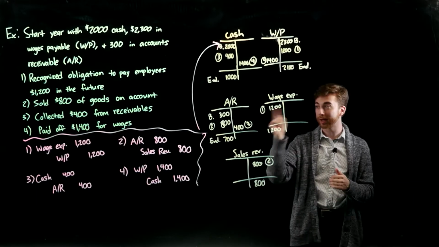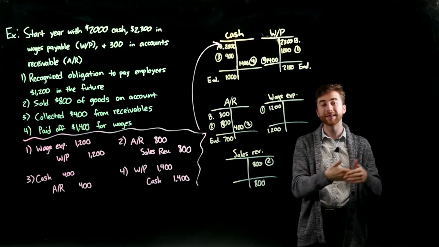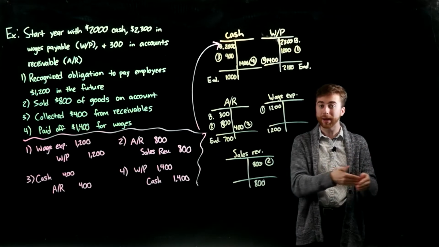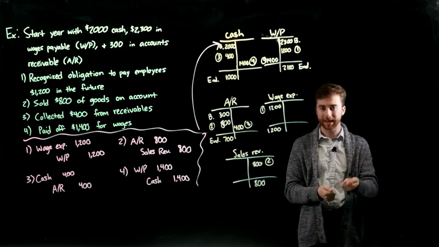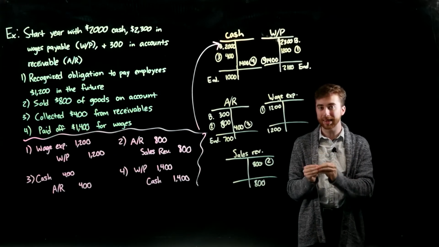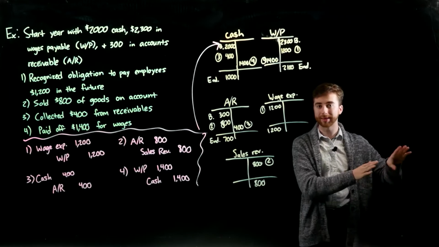So to start off with, recognizing the obligation to pay employees $1,200 in the future means that we haven't paid them yet. So we need to recognize that we need to pay them in the future, thus create a payable or a liability. And we need to go ahead and recognize the associated expense with that. It's just the case that we're going to square away the cash later.